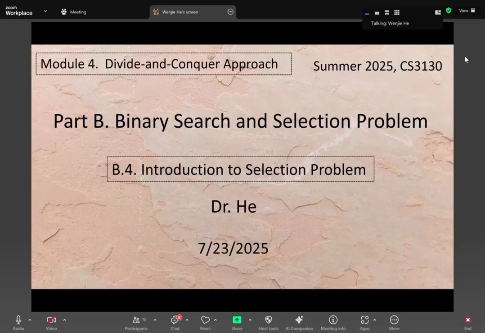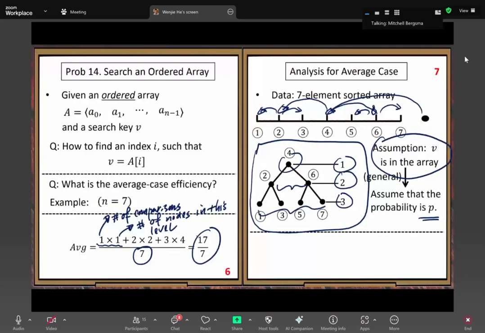I have a question. What question? For that average case, is there a formula for n? Yes. Good question. There is a formula, but the formula is pretty complicated.